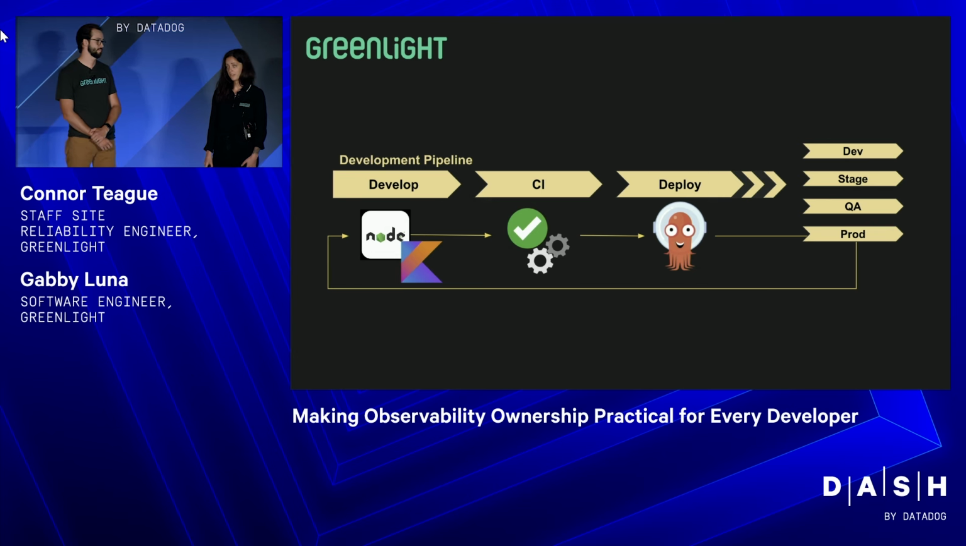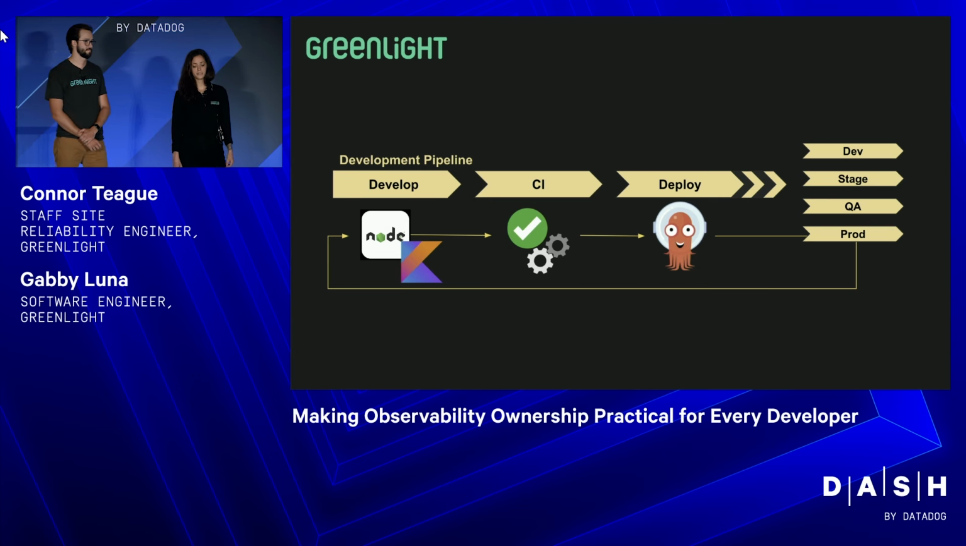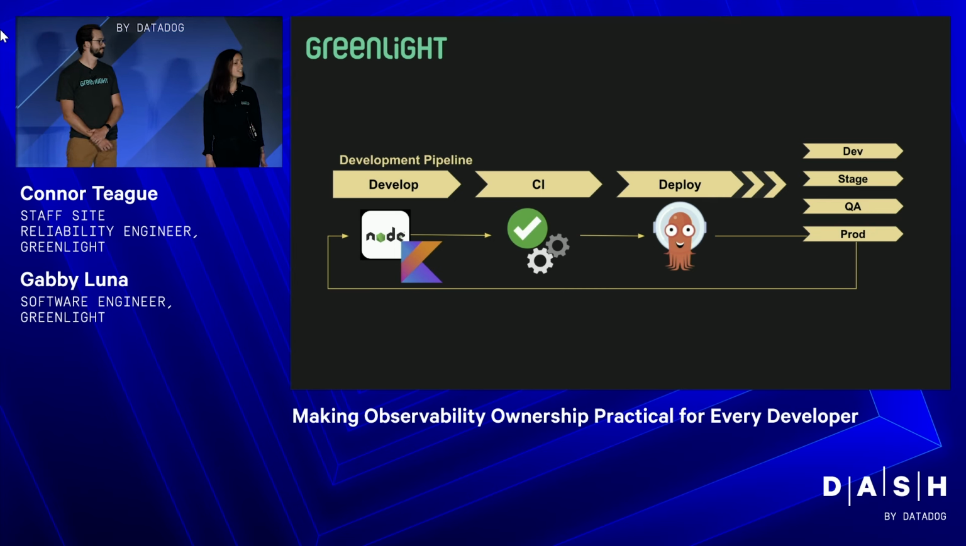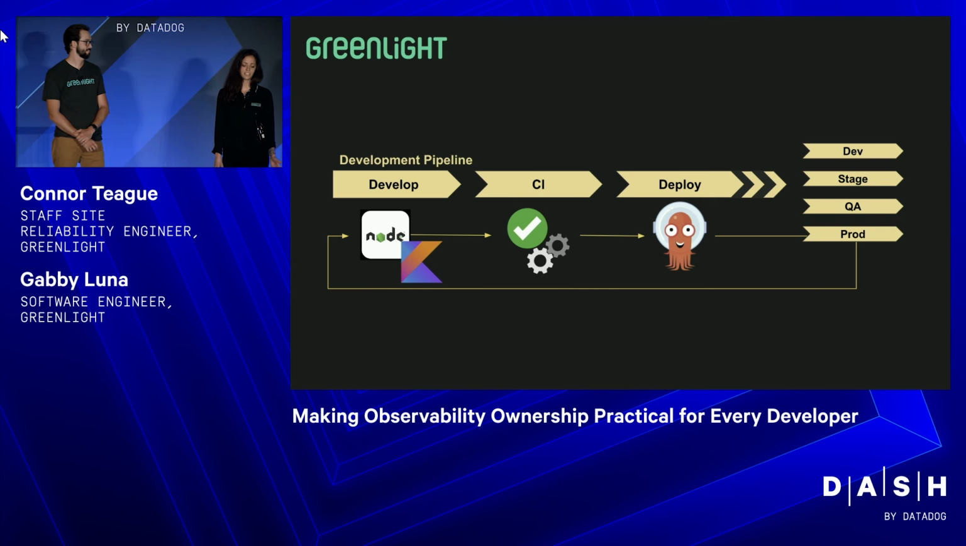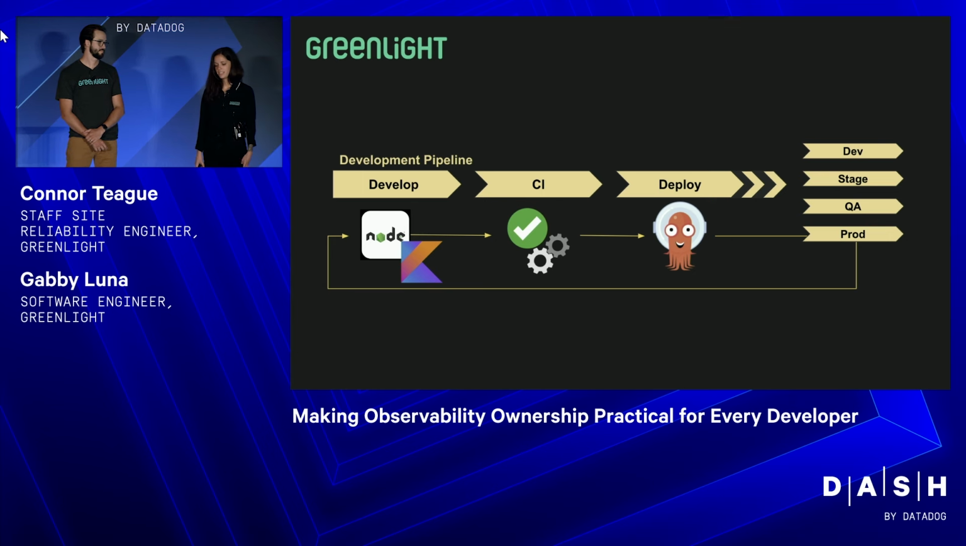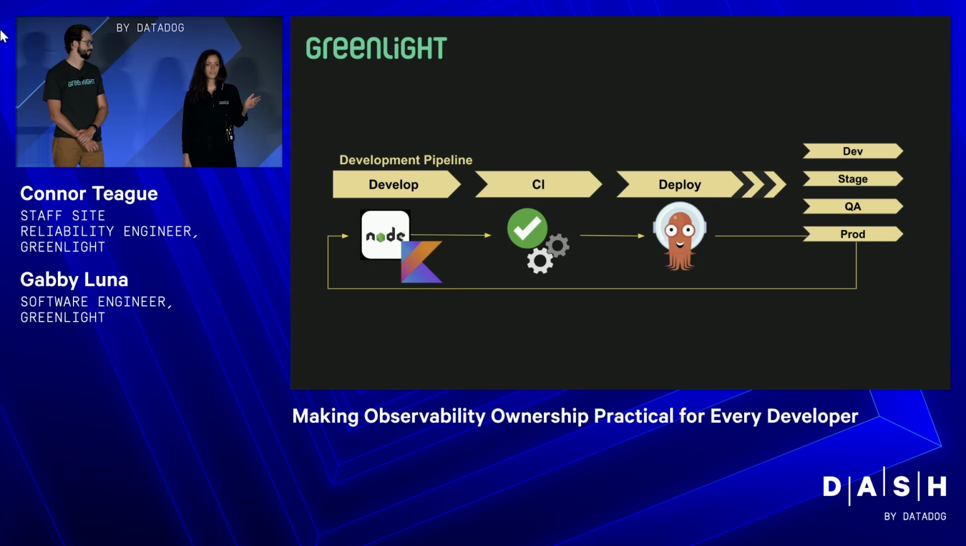To give you an idea of how things work, here you have the meat and potatoes of my day. You'll see my dev pipeline, where I'm writing a new feature in what is likely a Node or Kotlin service. And then I'm going to test it, build it out in my CI pipeline, and eventually deploy it to dev, stage, QA, and finally prod. You'll notice there's no monitor provisioning included in my dev pipeline here. It's because it used to be an independent process.